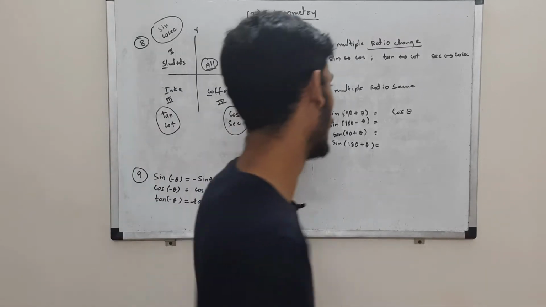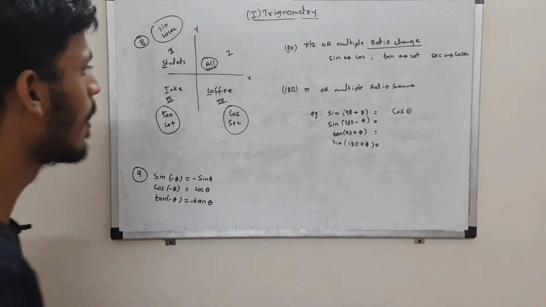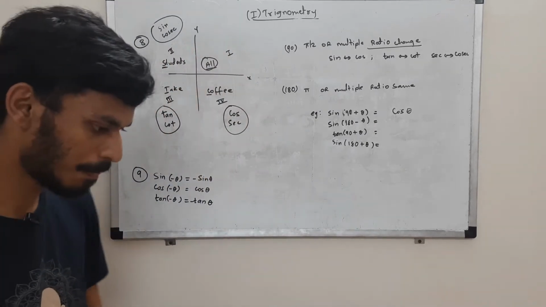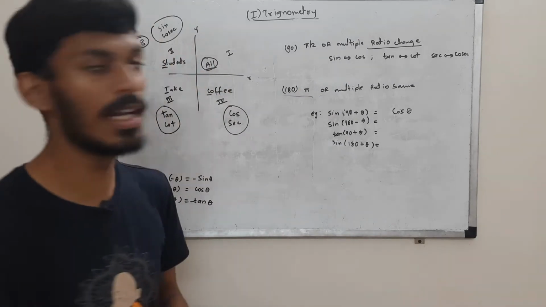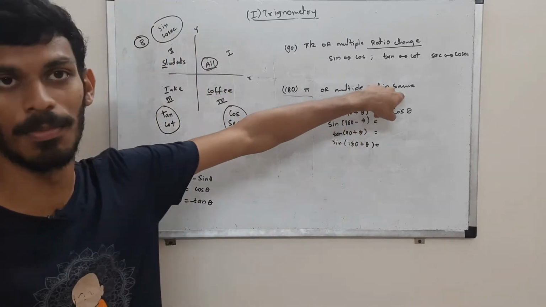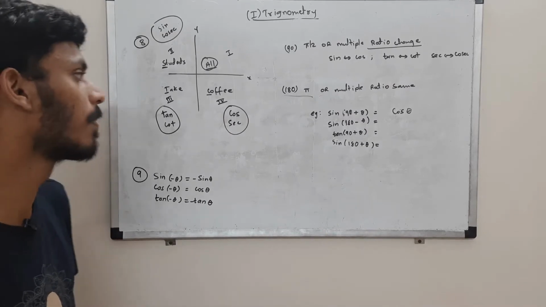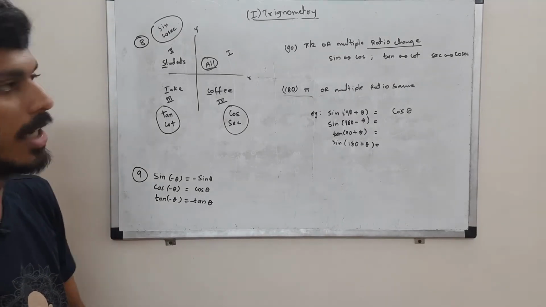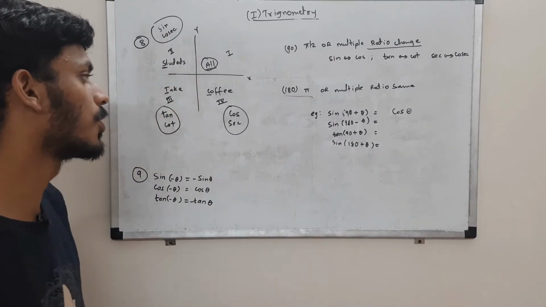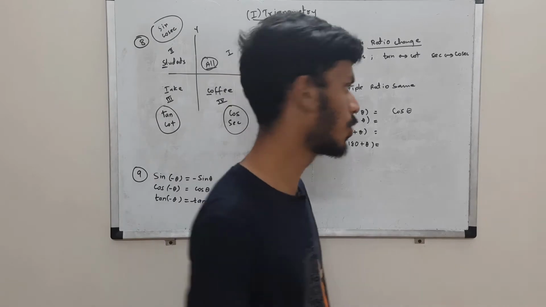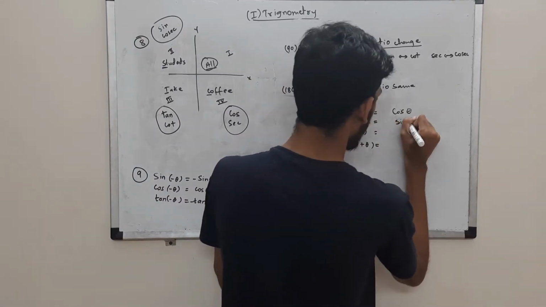Let's do it 4 times, or 3 times more, so that you get the hang of it. Now sine of 180 minus theta. When it is 180 or pi, the ratio will not change. Ratio same, for 180 or any multiple of pi: pi, 2 pi, 3 pi. Any multiple of pi, 180, 360, the ratio will not change. Sine will remain sine, and you can simply write theta.